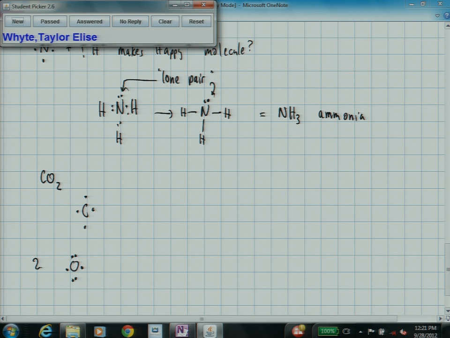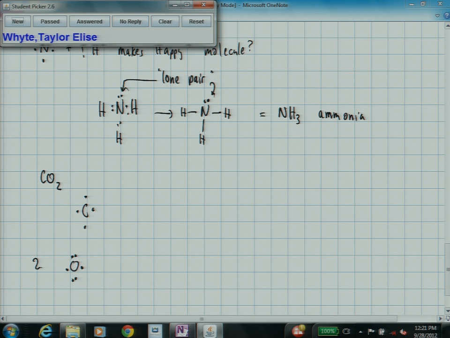How many covalent bonds does carbon want to make? 4. All right. And how much does each of the oxygens want to make? 2. All right. So let me put that up first. So tell me, how are you going to make it? 2 double bonds. That's exactly right.